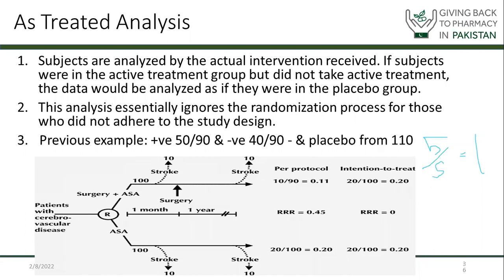So this is easier. This analysis essentially ignores the randomization process, because obviously I break my rules. As per the randomization I have to make them 50-50. Why do I make it 60-40 now? Why do I put these 5 or 10 people who are not adherent to the medicine in the placebo group? Previous example was 50 of 90 and 40 of 90, and placebo from 110. So this is the difference. These 10 people who are fewer here are more in the placebo group. I hope you understand.